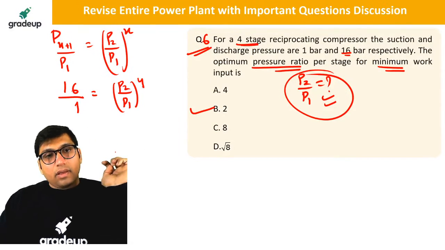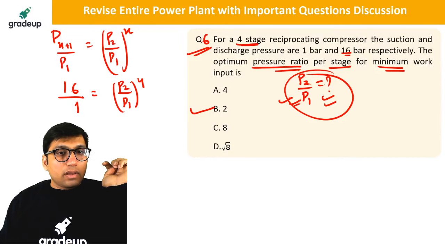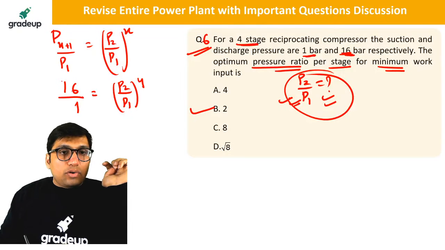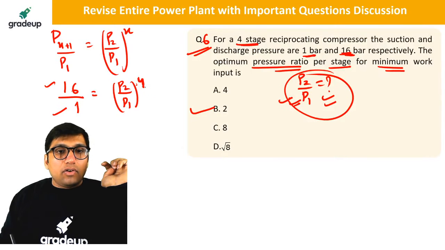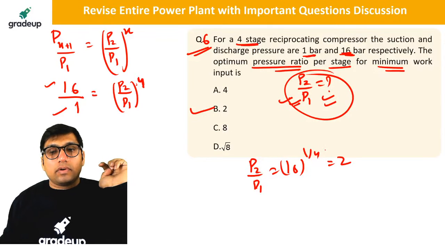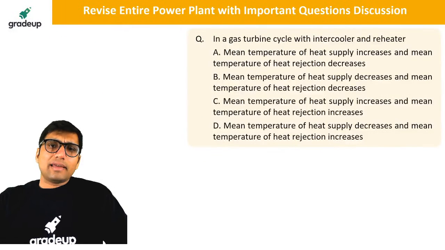Very good. Okay. So optimum pressure ratio per stage means P2 by P1, which you have to find in this question. Final delivery pressure is given as 16 and inlet pressure is 1. These two are given, and this you have to find. You will be getting P2 by P1 equal to 16 power 1 by 4, which is 2. Okay. So with this, I would like to conclude the session. The next question you can take as homework.